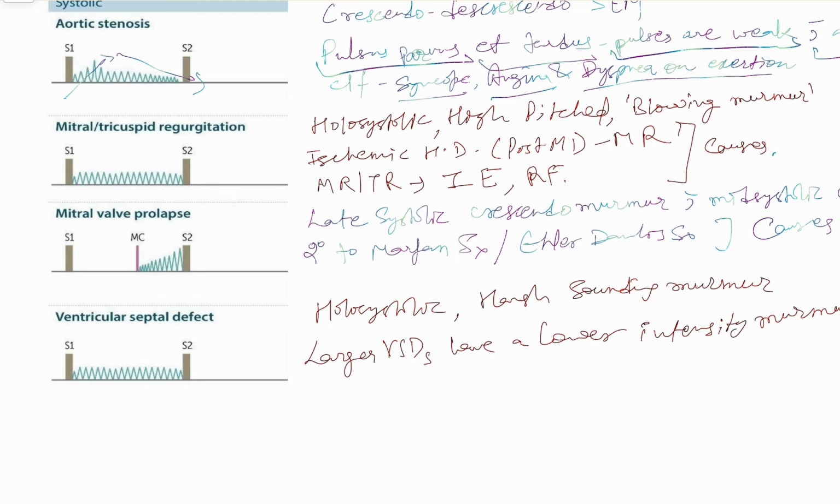Now, if you see the regurgitation murmurs of the mitral and tricuspid area, these are again holosystolic, high-pitched, blowing murmurs. So, where can we see these? We will see them in ischemic heart disease, and we can see both these murmurs in infective endocarditis as well as rheumatic fever.